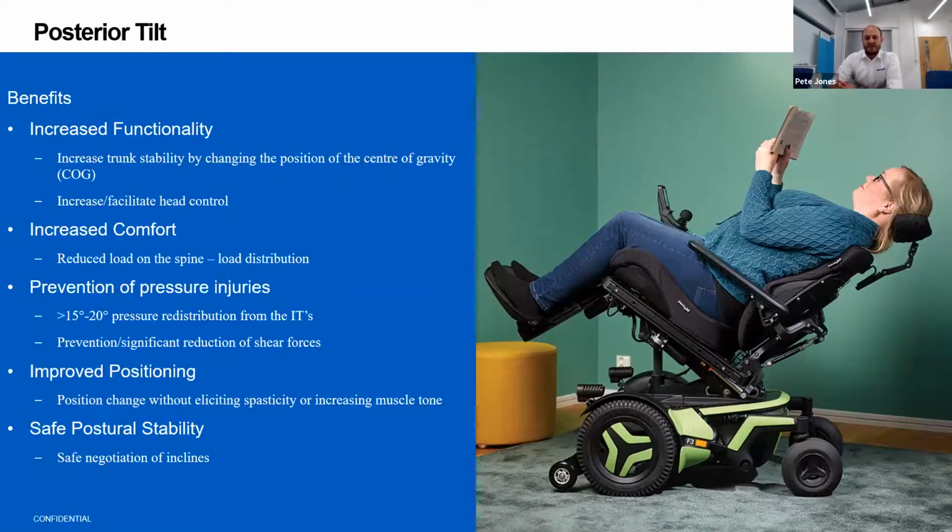It's also very useful during negotiation of an incline, where the tilt function can compensate against the incline angle and preserve the postural stability. The tilt function is also an important contributor for the comfort of the user, allowing them to reduce the load on the spine. It is known that tilting to 15 or 20 degrees, preferably more, redistributes pressure from the ischial tuberosity towards the backrest, and it helps to prevent shear forces. Whilst the lift function raises the user, which improves peer level compensations, this also helps with hyperextension of the neck.